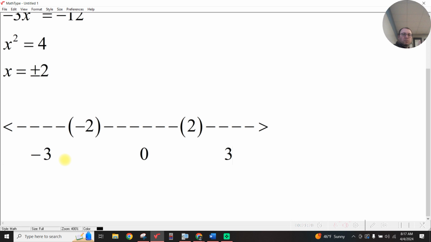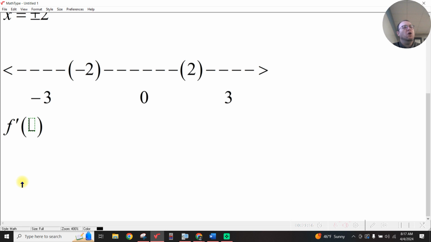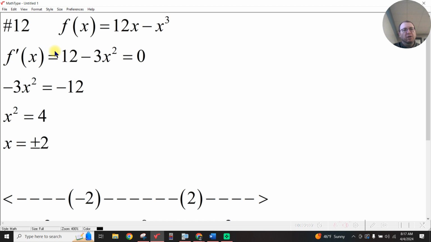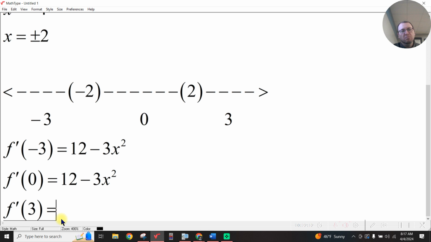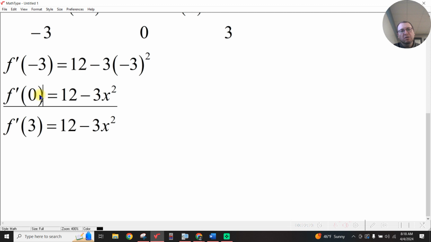There it is. Where's this thing increasing? Here. All right, now what we're going to do is take these three numbers and plug them into the first derivative. Guys, just follow me here for a second. In a minute this will all come together and you'll say, oh, that's why we're doing what we're doing. So for right now, just follow along with me. We're going to plug these three numbers into the first derivative. I'm going to take negative 3 and put it in for x, take 0 and put it in for x, and take positive 3 and put it in for x.